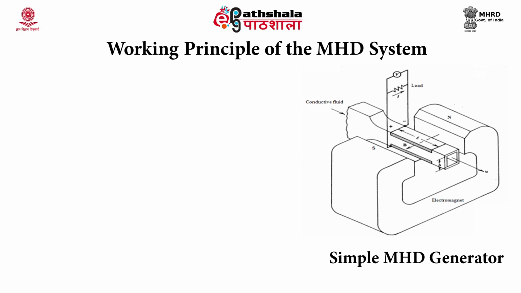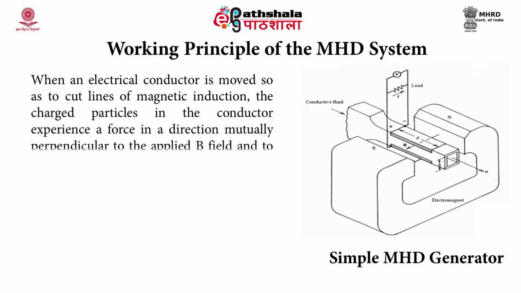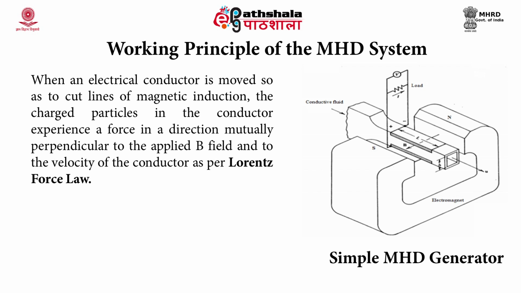Let's see what is the working principle of this system. When an electrical conductor is moved so as to cut lines of magnetic induction, the charged particles in the conductor experience a force in a direction mutually perpendicular to the applied B field, that means B is the magnetic field, and to the velocity of the conductor.